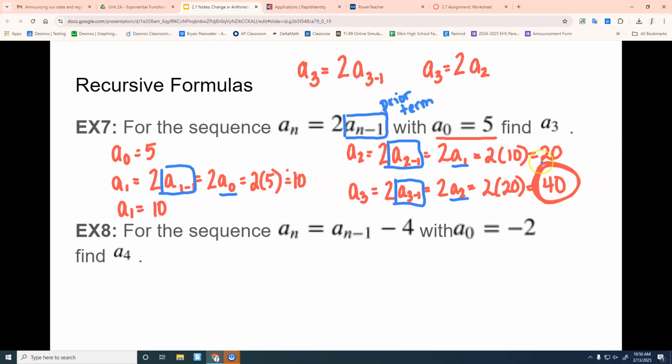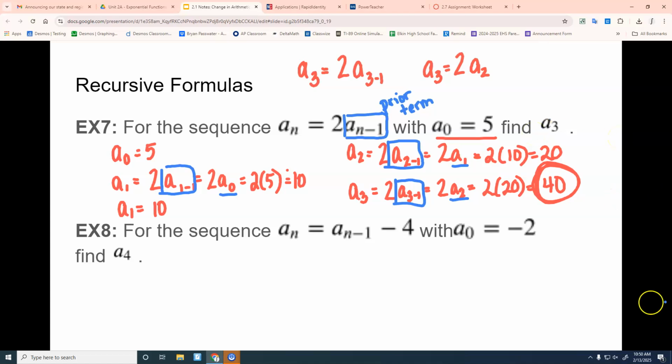So what I could have done here is see that this rule is doing 2 times the prior term, right? So for a sub 0, I have 5. 1 is going to be 2 times 5, the one before it. 2 is going to be 2 times 10, the one that came before that. And 3 is going to be 2 times 20, the one that was before that. So you're just multiplying each time. So you can definitely show this work every time, but you don't necessarily have to.